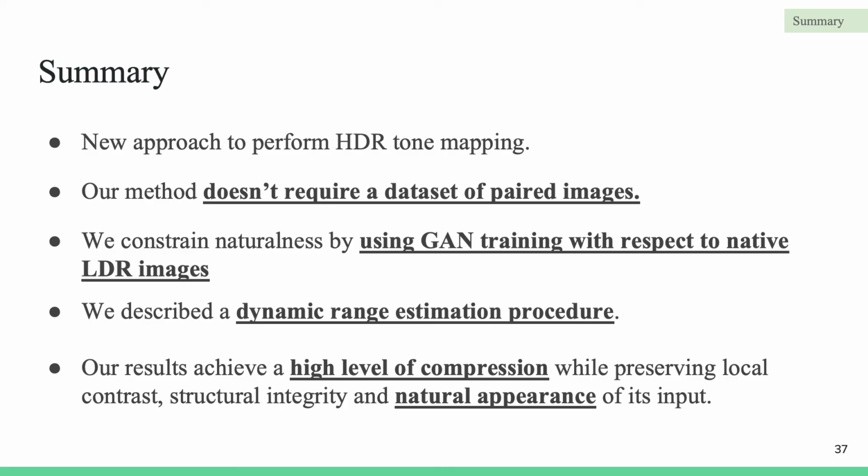To sum up, we presented a new approach to perform HDR tone mapping. In contrast to other GAN-based methods, our method does not require a dataset of paired images. We constrain naturalness by using GAN training with respect to native LDR images. We describe a dynamic range estimation procedure. Our results achieve a high level of compression while preserving local contrast, structural integrity, and natural appearance of the input.